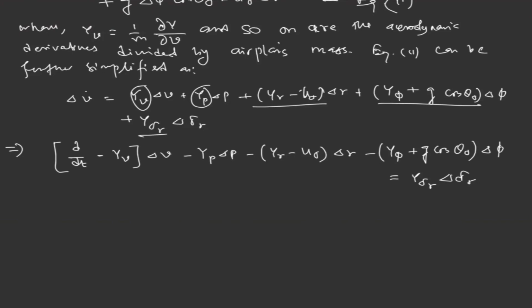And now let's stop it here. We'll continue in the next lecture with how we can come to the linear form of the moment equation along the x and z axes. Then we'll finally come up with the state space model of the lateral directional motion of the aircraft. Then we can move to the control. Thank you.